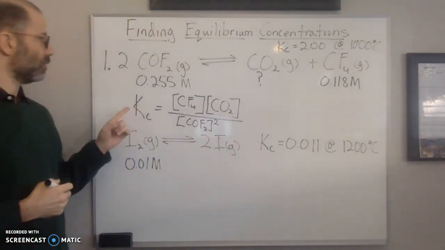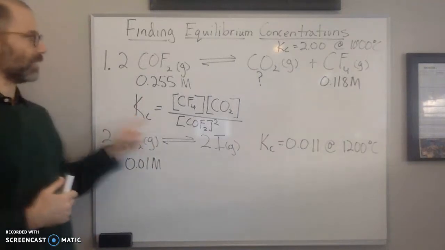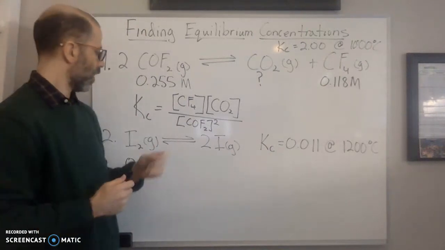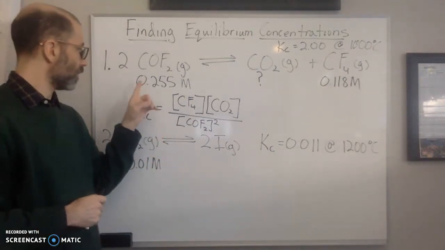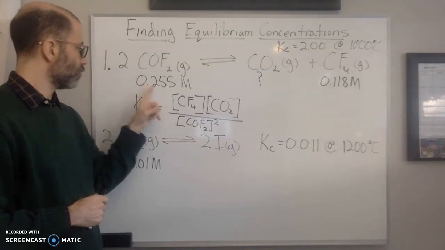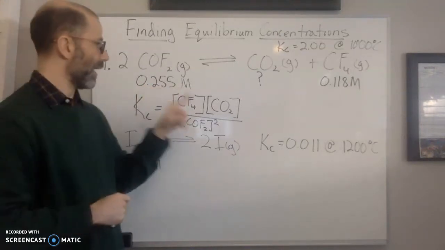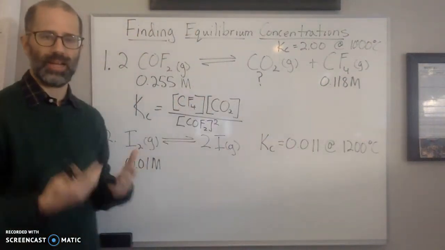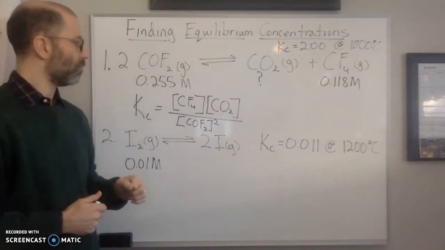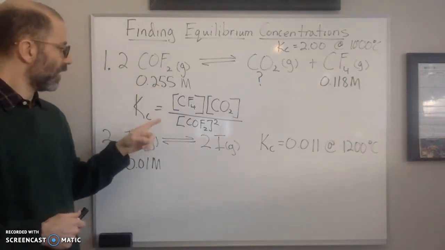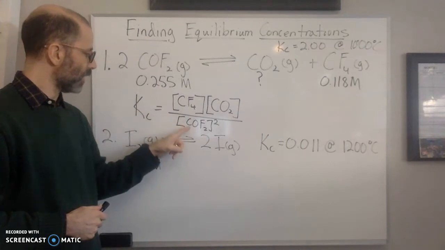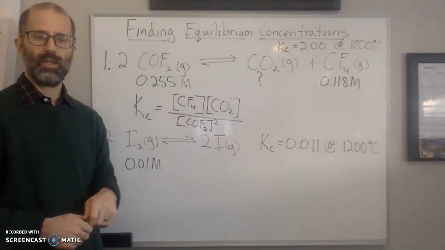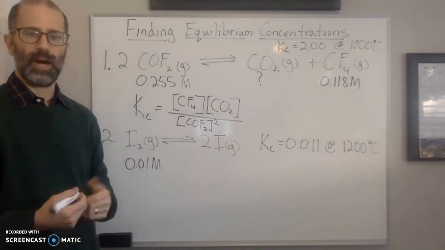All right, so we know our Kc, we're given Kc, which is 2.00 at 1,000 degrees Celsius. And we're given the concentration of 0.255 molar and 0.11 molar at equilibrium. So these are at equilibrium. That's what the problem is giving me. So if this is the case, then I can put the concentrations in for these two here and solve for CO2, and then I have my answer.